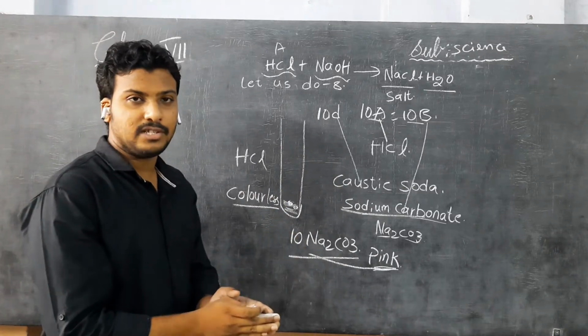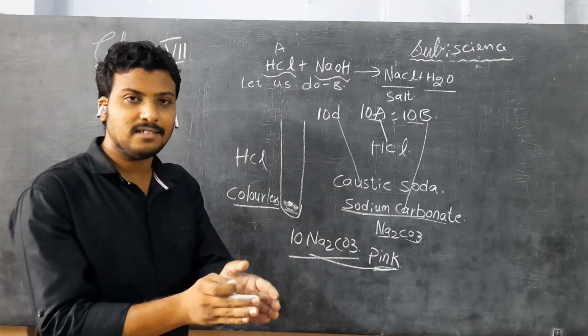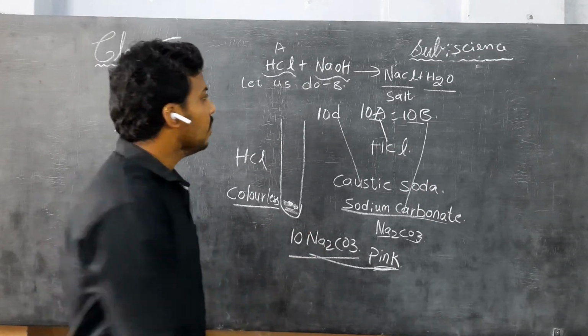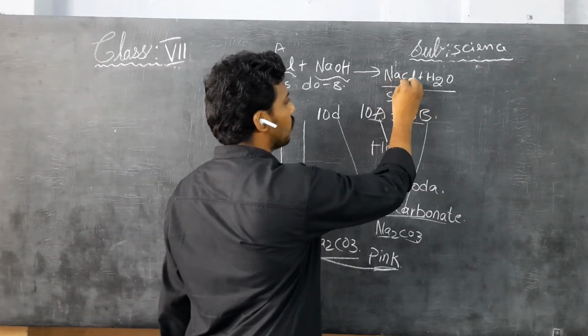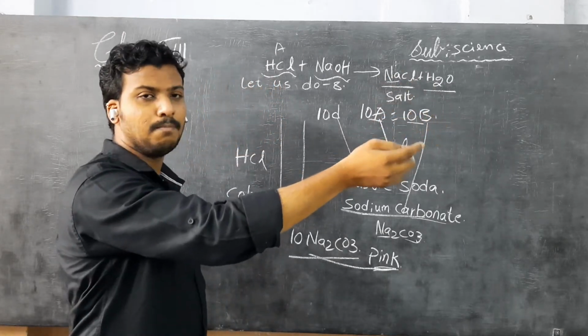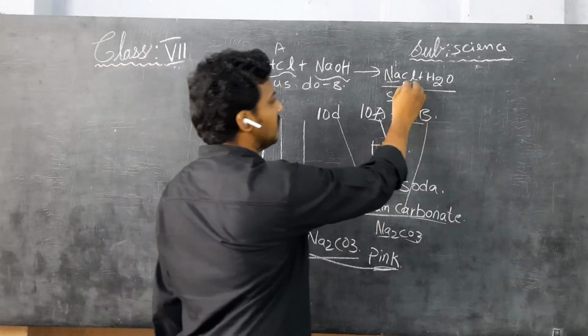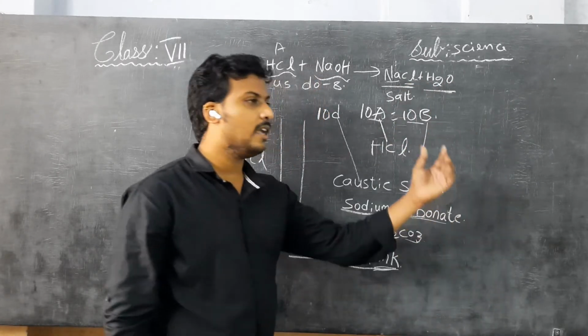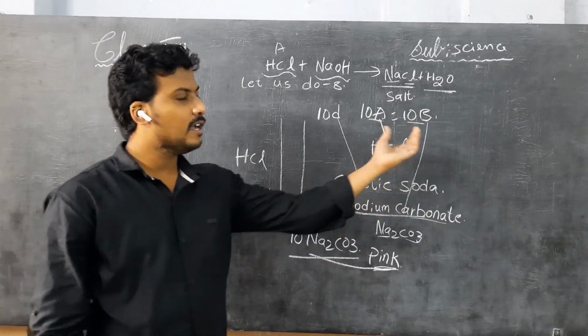When acid and base are mixed, what will they give? They will give salt and water. Here the salt is sodium chloride. Sodium is nothing but Na. You can say simply Na. And chlorine means Cl in short form. This water, H2O. The chemical formula of water is H2O.